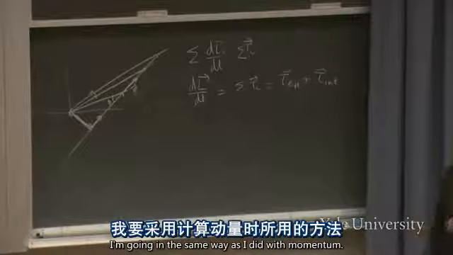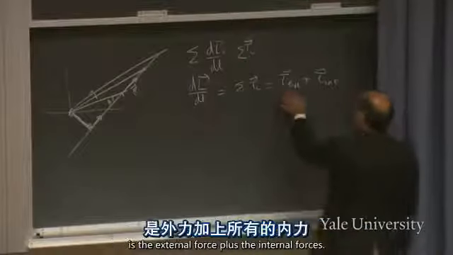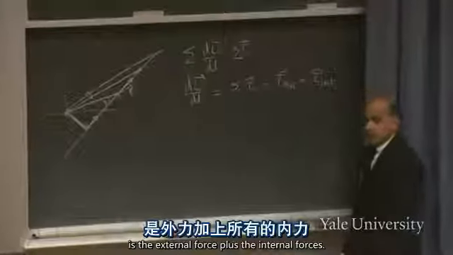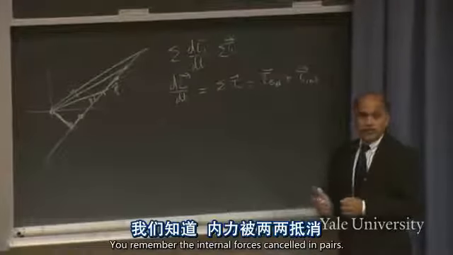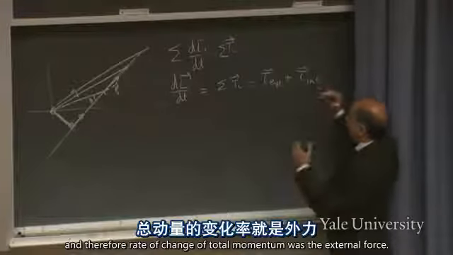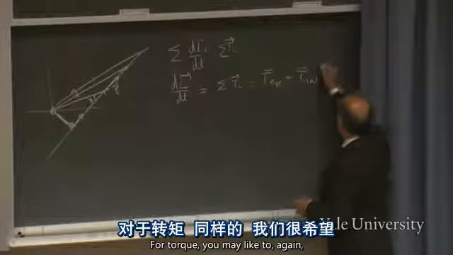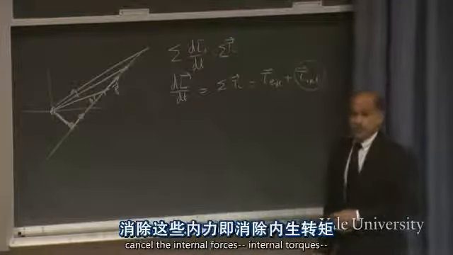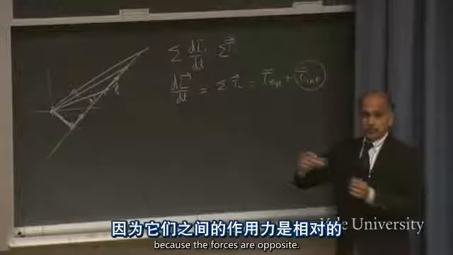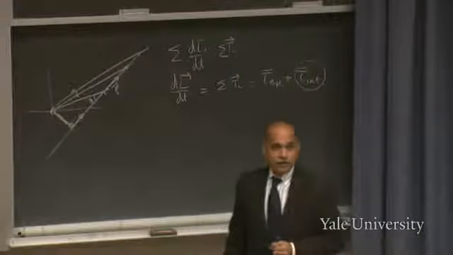I'm going in the same way as I did with momentum. The rate of change of total momentum of a system is the external force plus internal forces. Remember, the internal forces canceled in pairs, and therefore we could drop that, and therefore the rate of change of total momentum was the external force. For torque, you may like to again cancel the internal torques, because the forces are opposite. But it's not so obvious you can cancel them.